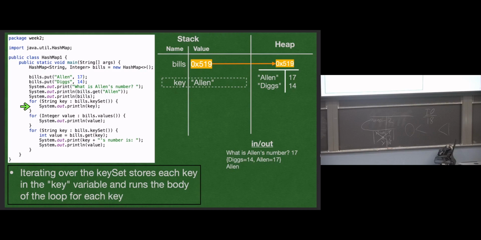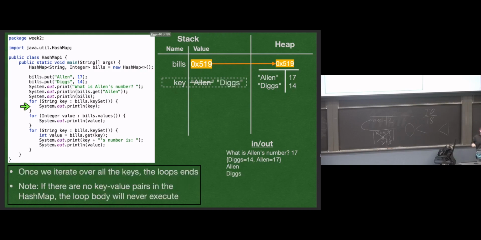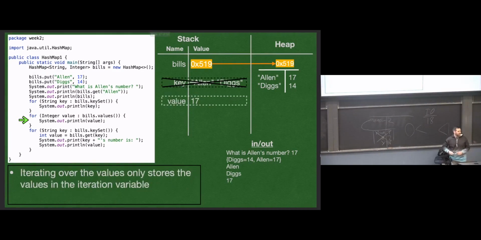But I think we're pretty good on these loops. I can just show the example. We're going to iterate over the keys. The key goes from Alan to Diggs. And then that variable key is no longer in memory after the loop ends because that's part of the loop. Just like the iteration variable from the initialization statement in a regular for loop, in a for each loop, this variable is part of the loop block. So it is removed from memory after that loop ends.